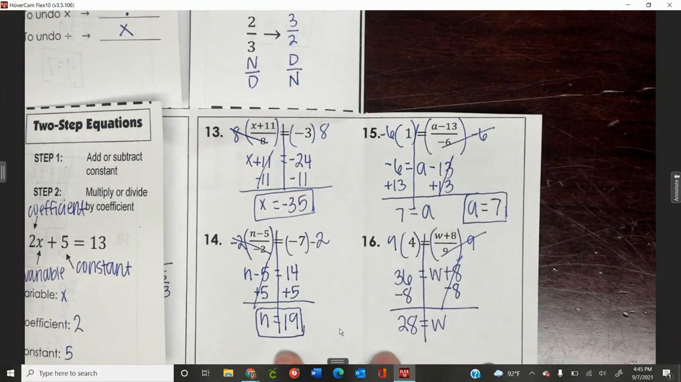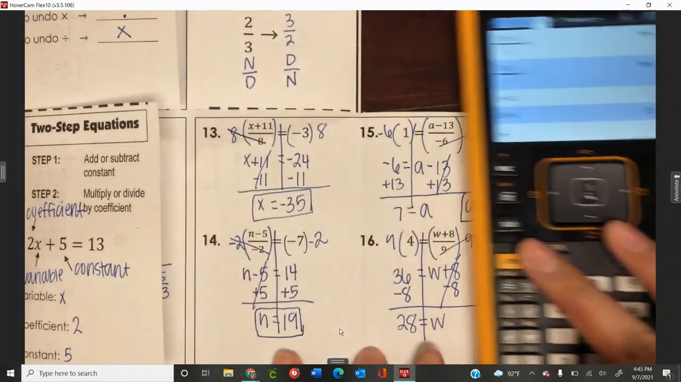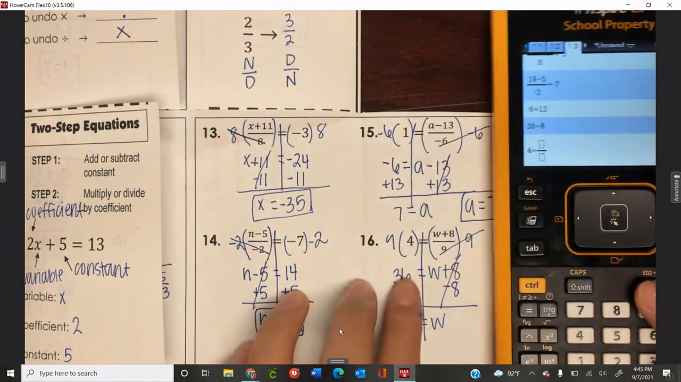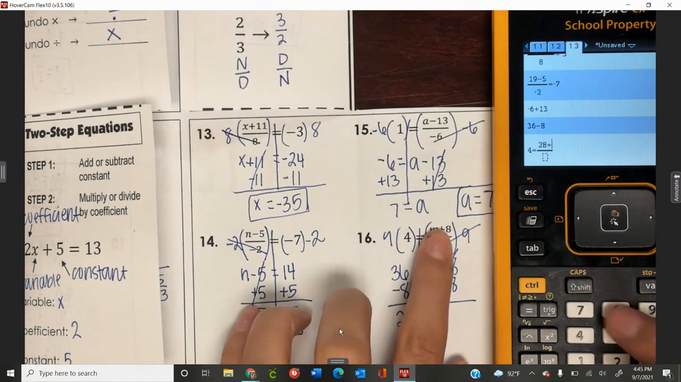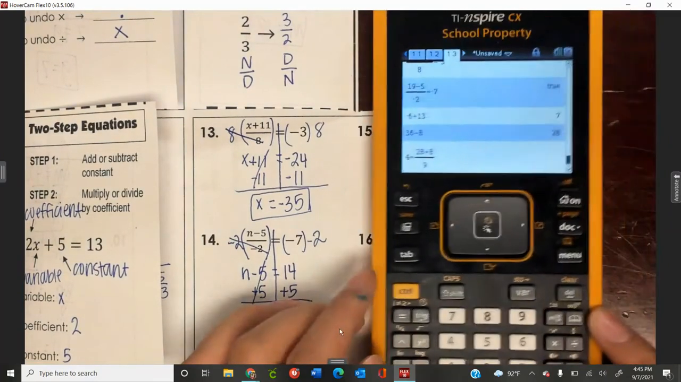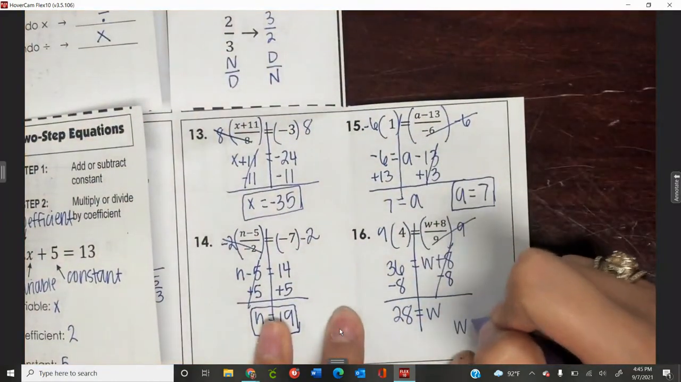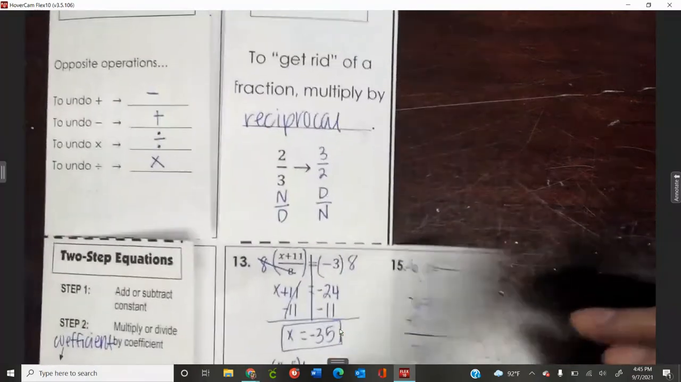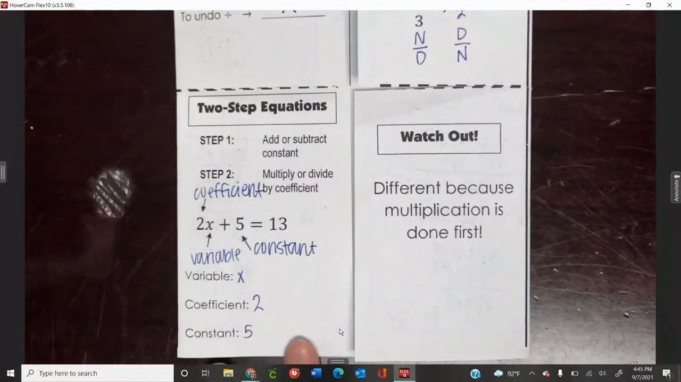So we have to go ahead and check this in our calculators. So here we have 4 equals, and then we're going to press control divide, and we have w, which we found was 28, plus 8, and when we divide that by 9, it should equal 4, and it does return true. So here, w equals 28 is my answer. So here you should by now know how to solve for two-step equations.